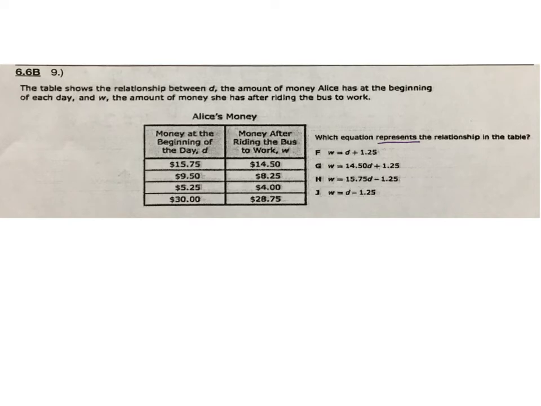Number 9. The table shows the relationship between D, the amount of money Alice has at the beginning of each day, and W, the amount of money she has after riding the bus to work. Take a few seconds to look at the table, and then I'll read the question and then read the answer choices. The question states, which equation represents the relationship in the table?